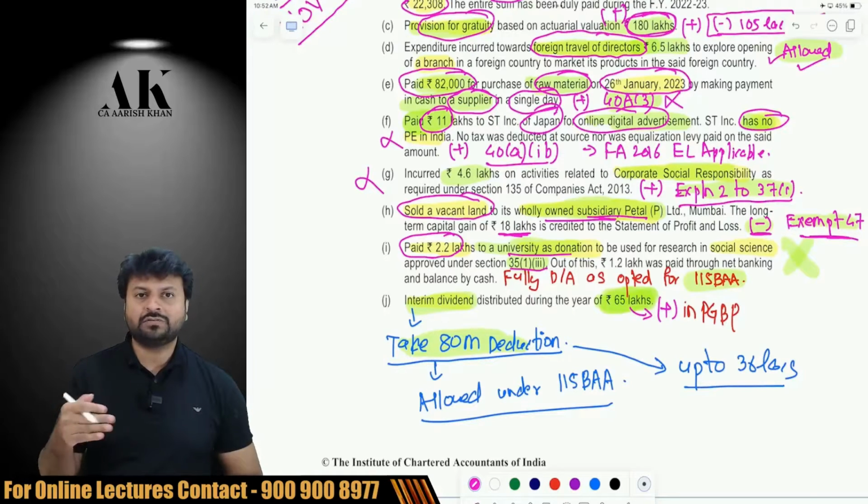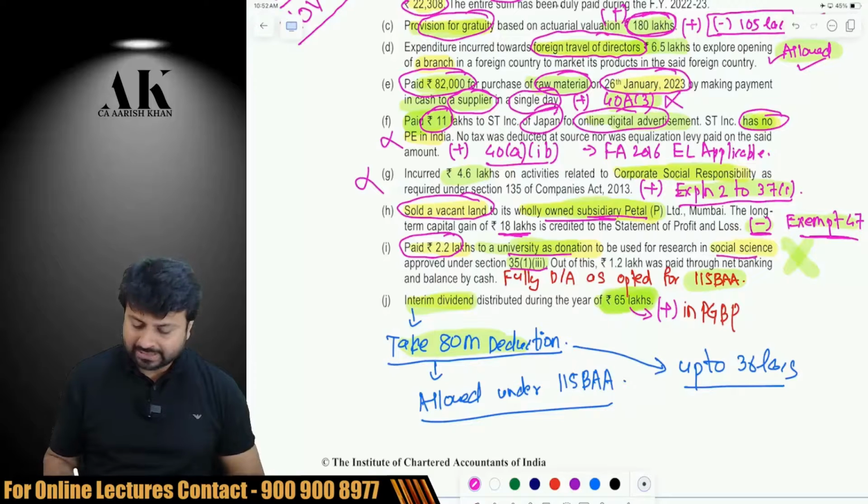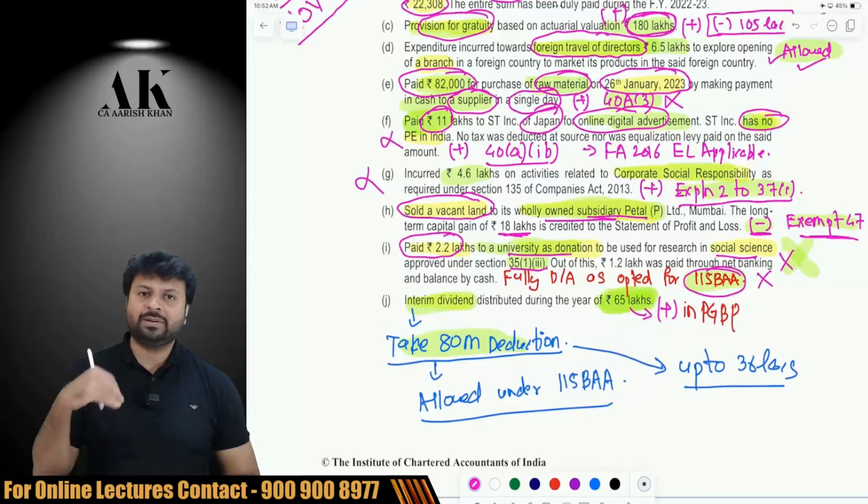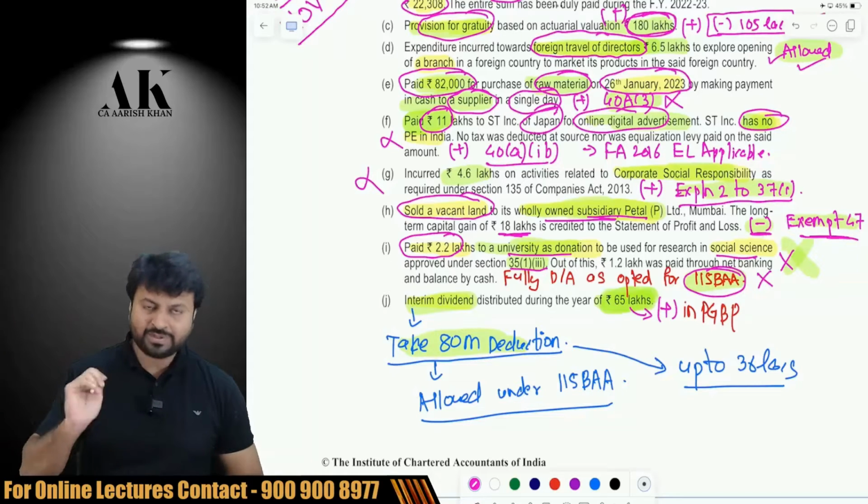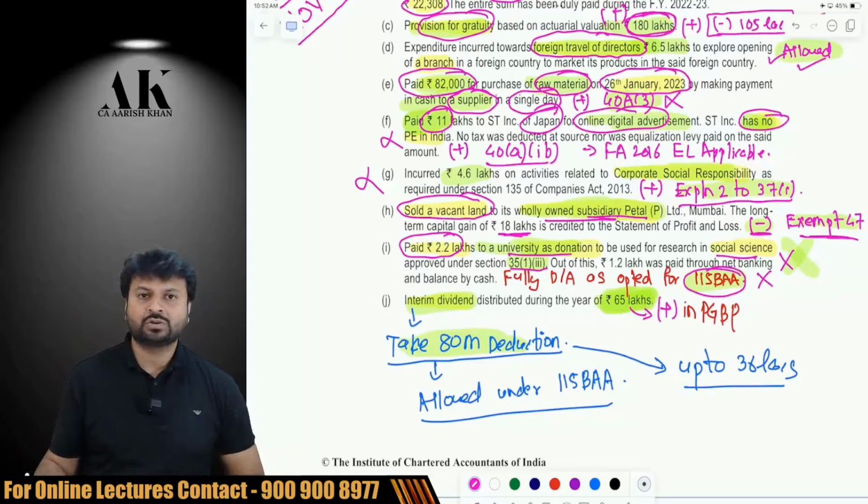Next, you are making some payment to a university as a donation under section 35(1)(iii), and that is given as a donation for social science purpose. That is generally allowed, but not allowed here because the assessee is following 115BAA. Assessee following 115BAA will not be eligible for what? Will not be eligible for scientific research deduction, social science, statistical research. All these deductions are not allowed.